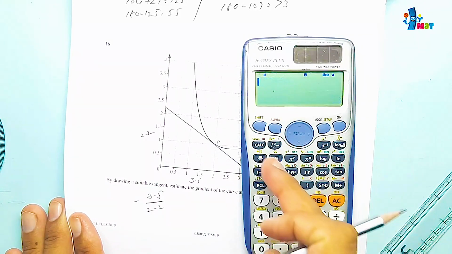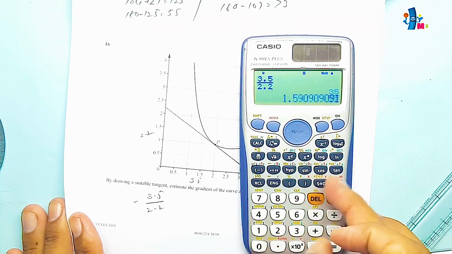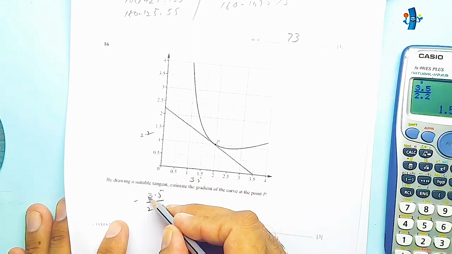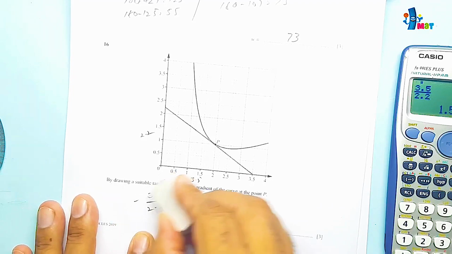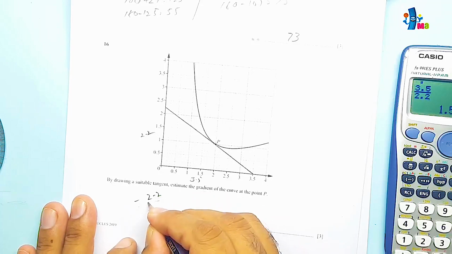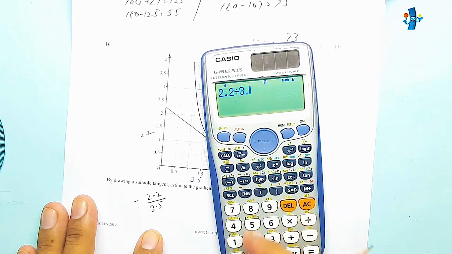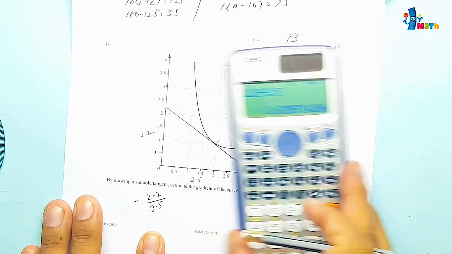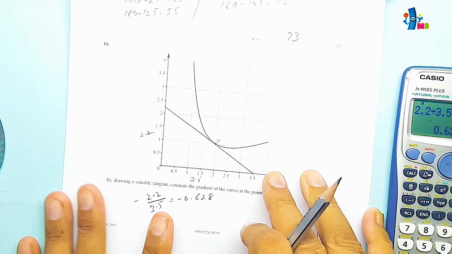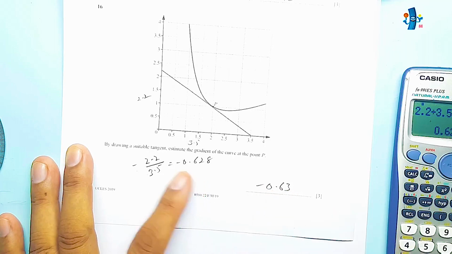So this will be the fraction 3.5 divided by 2.2 will be equal to, rise over run. Basically we have to do rise over run, right? So rise is 2.2, so it will be 2.2 divided by 3.5, like this one. So we'll recalculate 2.2 divided by 3.5. This will be equal to 0.628, minus 0.628. Our answer will be minus 0.63.